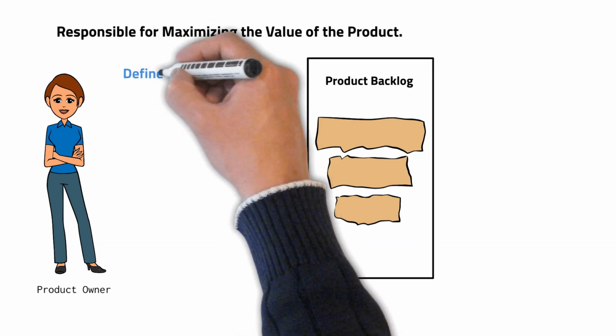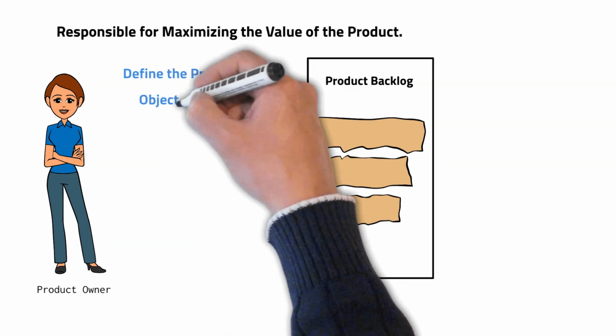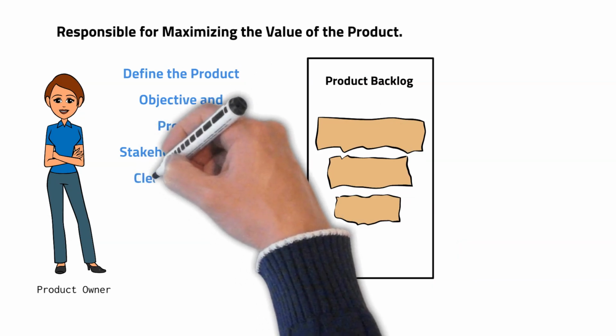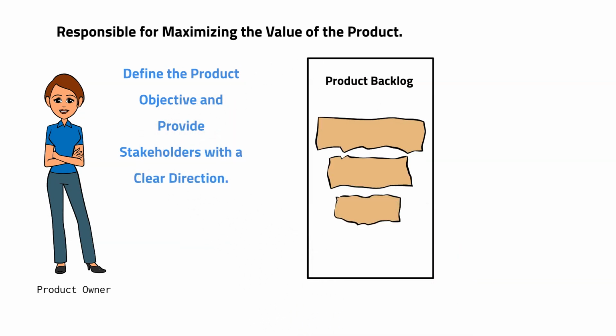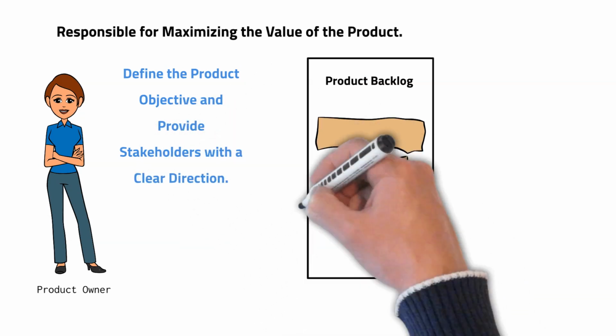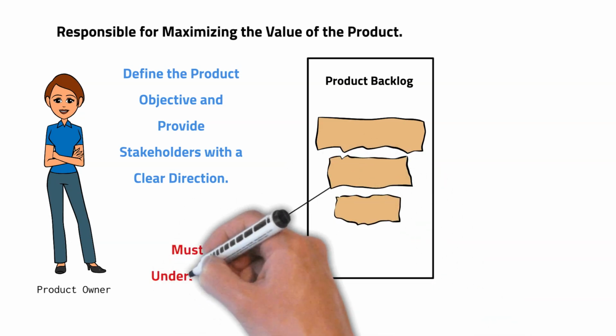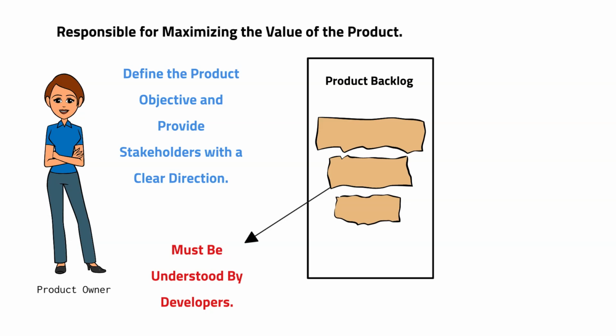The product owner should define the product objective and communicate it to the Scrum team and other stakeholders, providing clear direction to all involved. In addition, it is also necessary to make sure that the product backlog items are clearly understood by the developers.